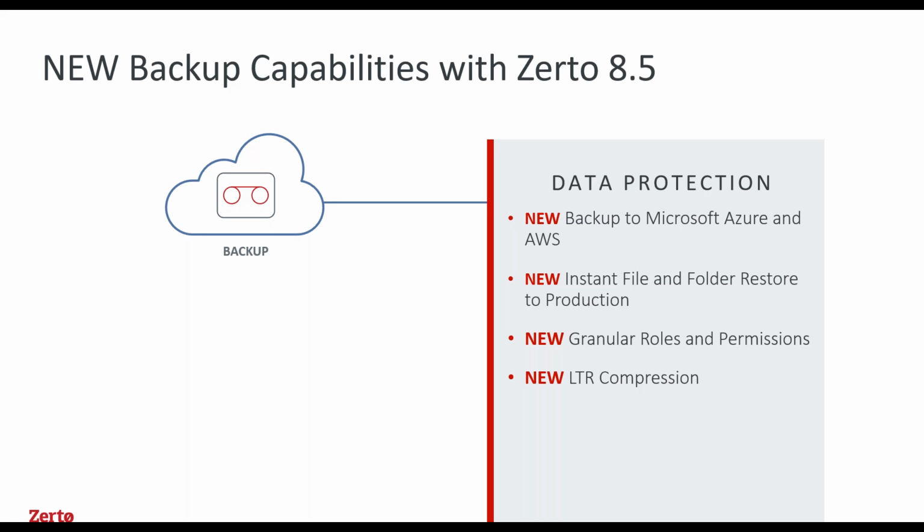Second, when using JFLR, you had to be on the ZVM VM when accessing the specific files and folders. From there, oftentimes Zerto admins would need to put those files and folders back onto the production VMs manually. This was a major pain. With the new instant file and folder restore to production feature, it allows for automatic placement of individual recovered files back to the protected VM. This cuts out that manual process.